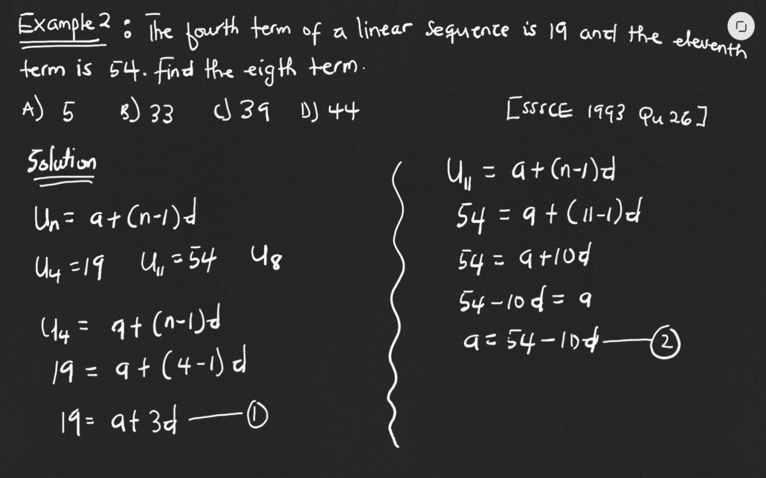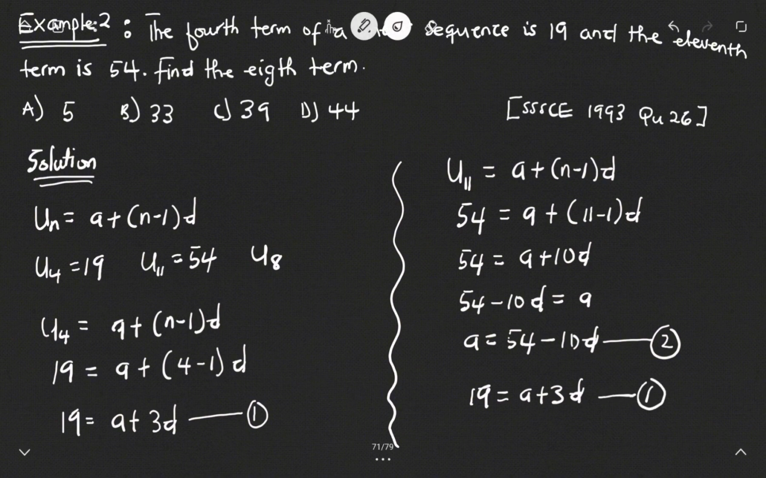So let me just quickly write the equation 1 here so that I erase this side. So 19 is equal to a plus 3d. That is my equation 1. All right, so let's get some space and we continue.